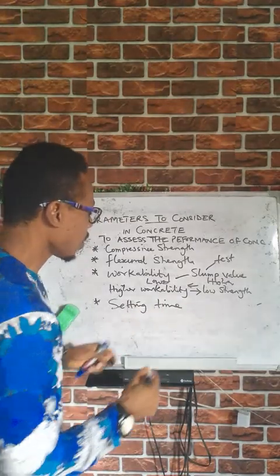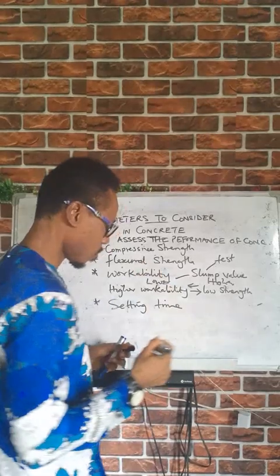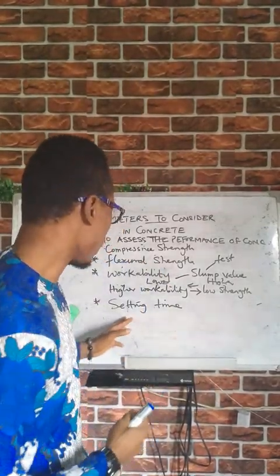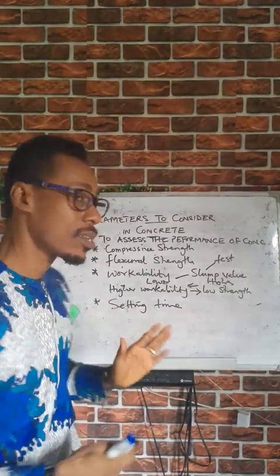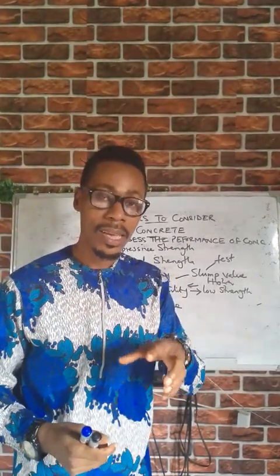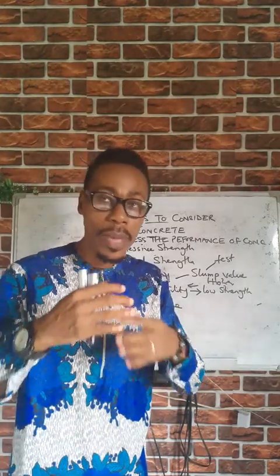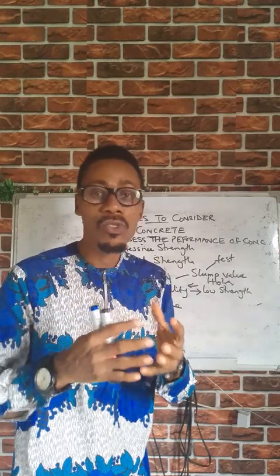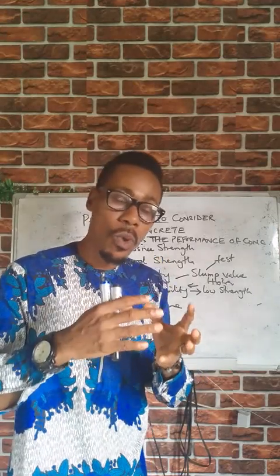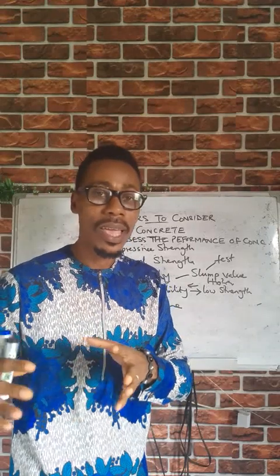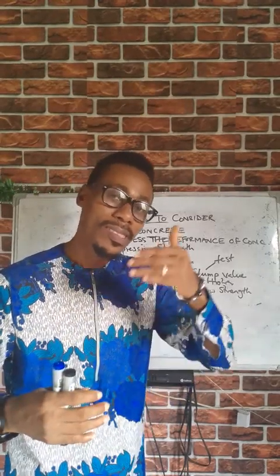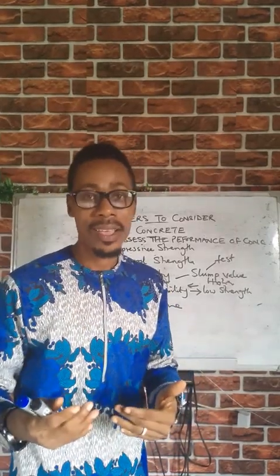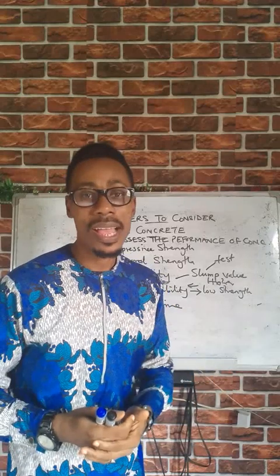We have the initial setting time, which is within 30 minutes. That is when our initial setting time applies, because concrete remains in its plastic state. What I mean by plastic state is that it remains in a state where you can manipulate it to any shape. That is what we refer to as the green state. After that period, its initial setting time starts, before it progresses to the final setting time.